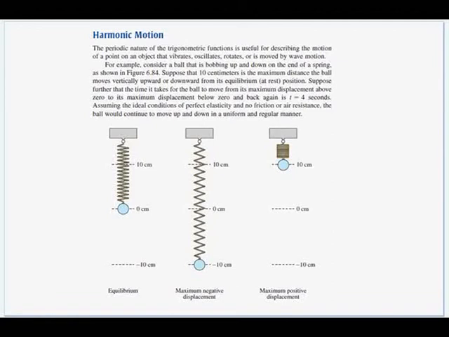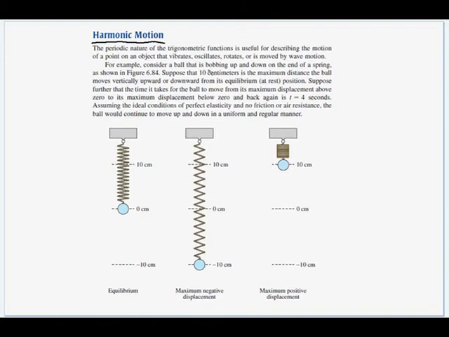In this video, we're going to wrap up section 6-7, and this is also the end of chapter 6. And our last topic is harmonic motion. The periodic nature of trigonometric functions is useful to describe the motion of a point or an object that vibrates, oscillates, rotates, or is moved by a wave motion.